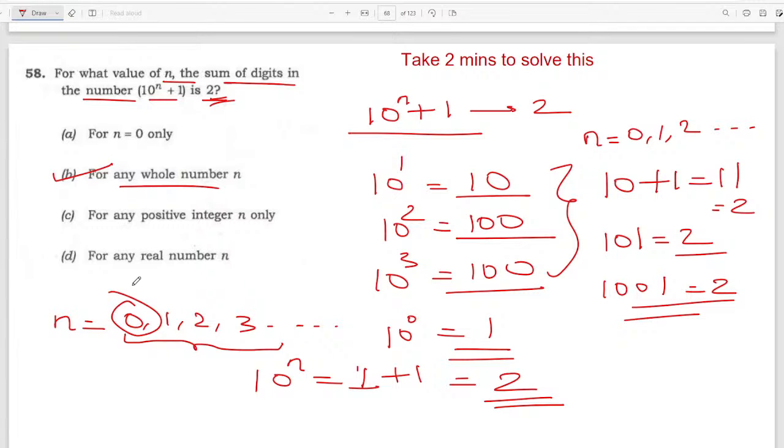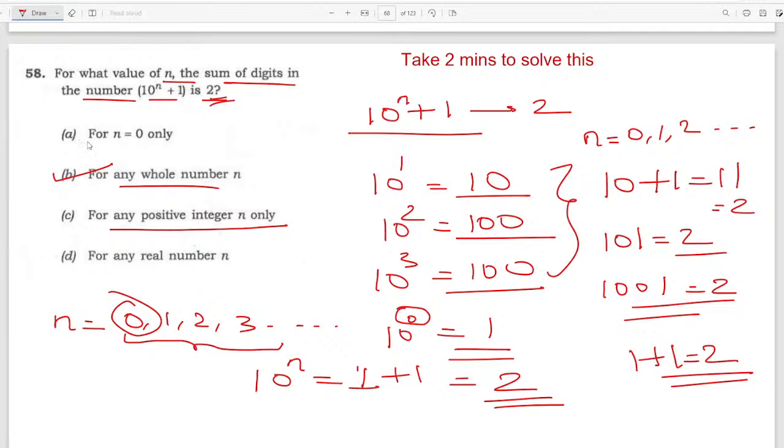For any real number, a real number can be a decimal. If n is a decimal, the sum of the digits won't be 2. And they are saying for positive integers only. No, even for 10 raised to 0, the sum of the digits would be 2. 10 raised to 0 is 1, so 1 plus 1 is 2.